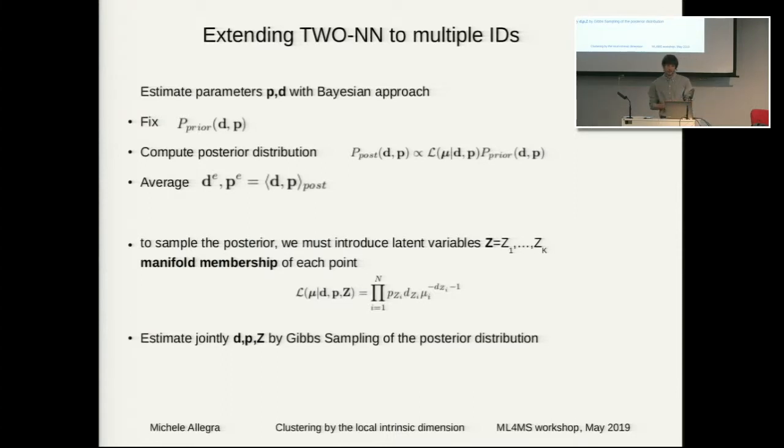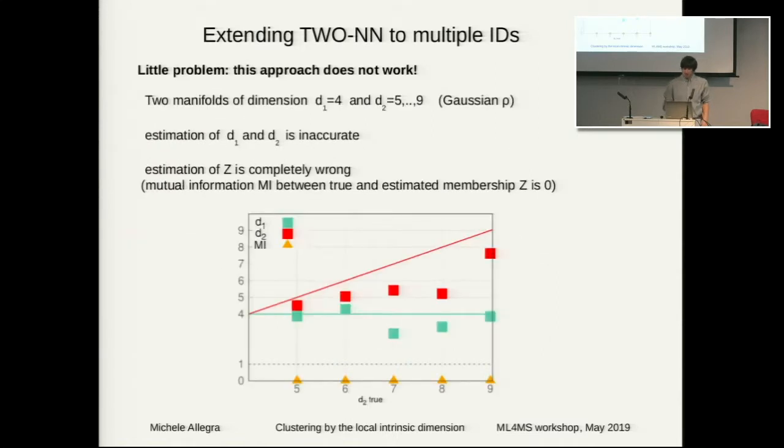And to do that, we must introduce the so-called latent variables, which represent the manifold membership of each point. So the Z variables are discrete variables that represent to which manifold, or to which component of the mixture, each point is assigned. And we estimate jointly all these parameters by Gibbs sampling. There is a little problem with this approach, namely it does not work as such.